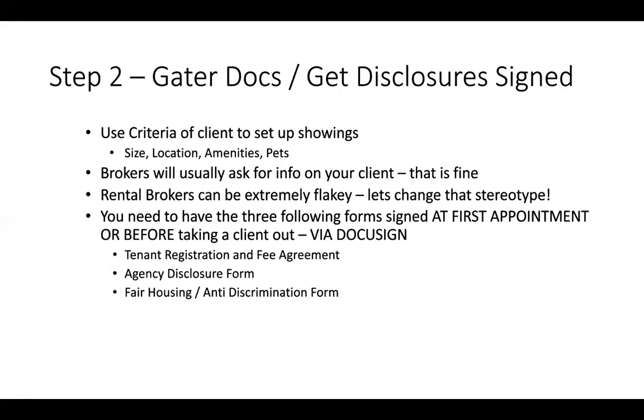Again, after you've gathered the documents and gotten the disclosure form signed, which we'll talk about in a little bit, you want to use the criteria of the client to set up showings, right? What are the big things that you want to find out they're looking for? What size apartment are they looking for? Is it a studio, 1 bedroom, a 2 bedroom, a 3 bedroom? What locations are they open to? Do they want to be in Midtown East? Do they want to be in Carroll Gardens? Again, do they have any pets? Many landlords do not accept pets. Some only accept cats. Some only accept dogs up to 25 pounds. So if they have a pet, get all that up front.